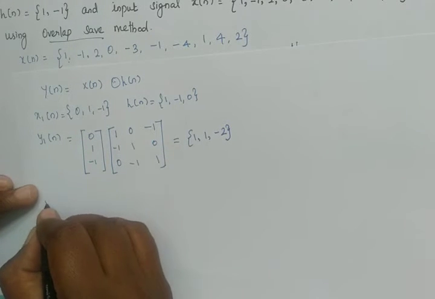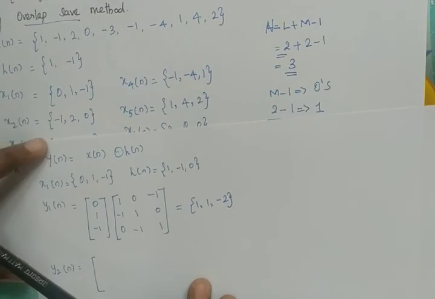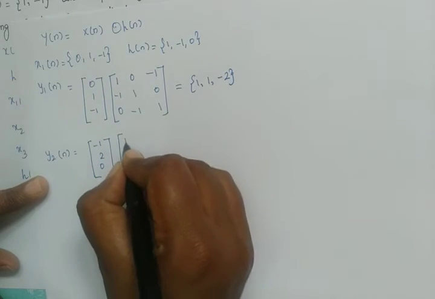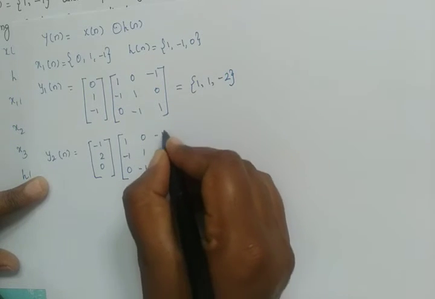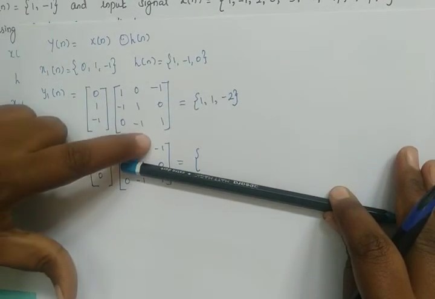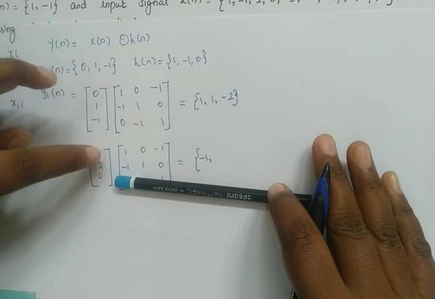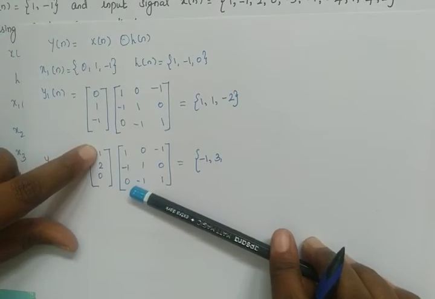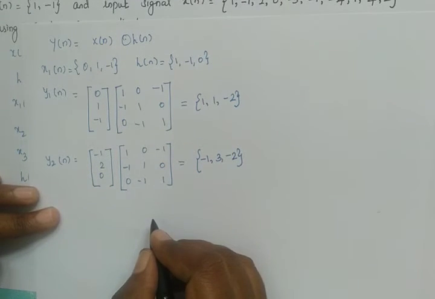Then y2 of n, what is x2 of n? Already we have written minus 1, 2, 0. Now let us write this 1, minus 1, 0, 0, 1, 1, and this is minus 1, 0, 1. Again do the matrix multiplication. Here we have minus 1, this is 0, this is 0, so here it is minus 1, comma. Then the next one: minus into minus plus 1, plus 2, so plus 3, comma. Here it is 0, then here we have minus 2, 0, so it is minus 2. So y2 of n is equal to minus 1, 3, minus 2.